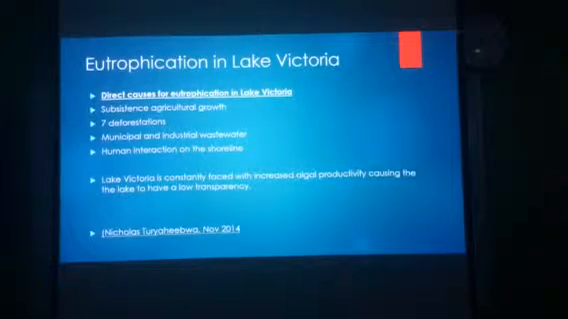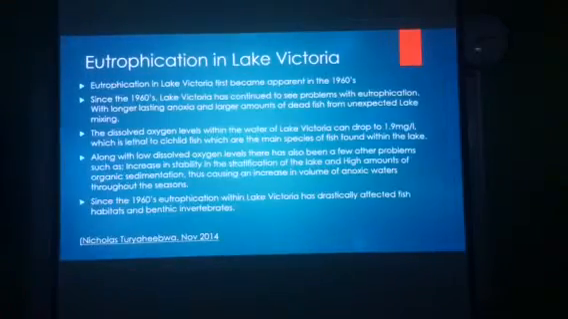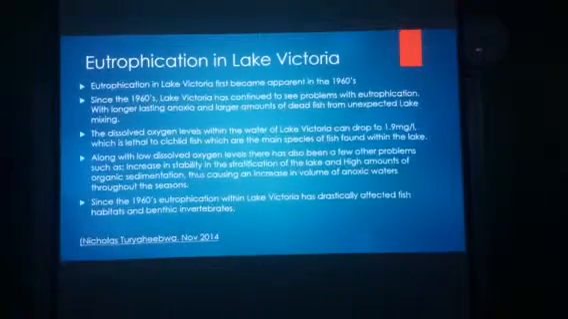Eutrophication in Lake Victoria. Direct causes for eutrophication in Lake Victoria are subsistence agricultural growth, deforestation, municipal and industrial wastewater, human interaction on the shoreline. Lake Victoria is constantly faced with increased algal productivity, causing the lake to have a low transparency. Eutrophication in Lake Victoria first became apparent in the 1960s.